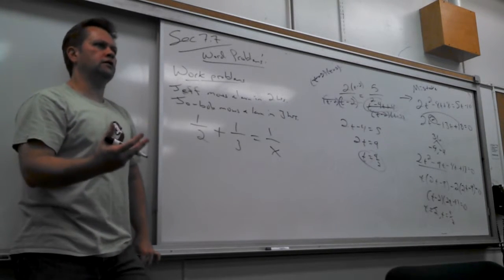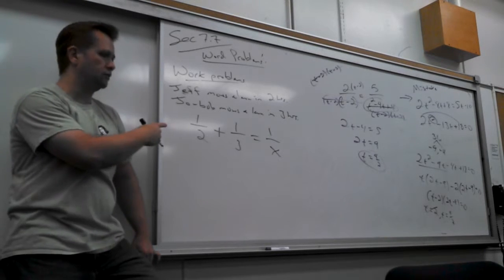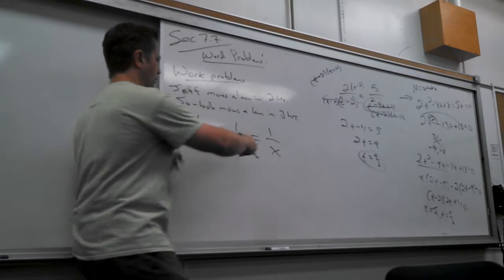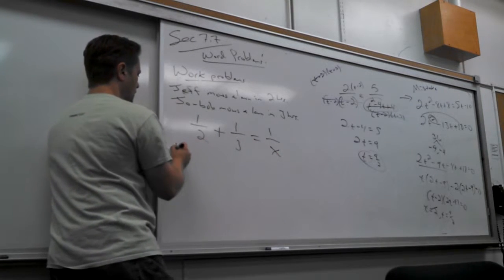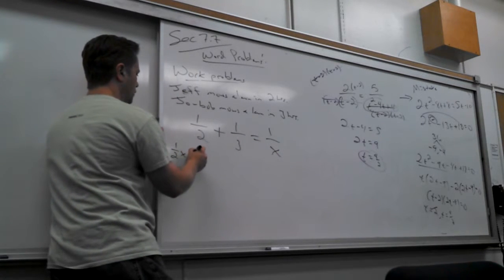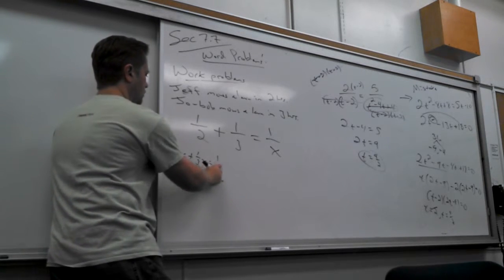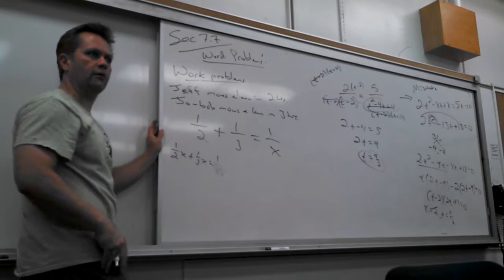Conceptually, the way the book explains it actually makes more sense because the concept is kind of lost here, but I like that way for setting up the equation. But if I multiply both sides by X, half a lawn in X hours, a third of a lawn in X hours, so the whole lawn gets mowed. I can solve for X to figure out how many hours that is.